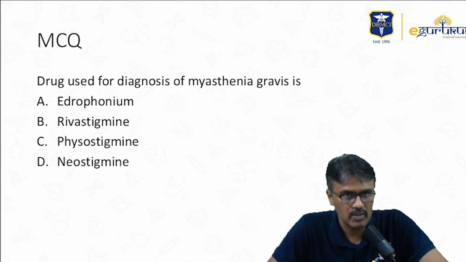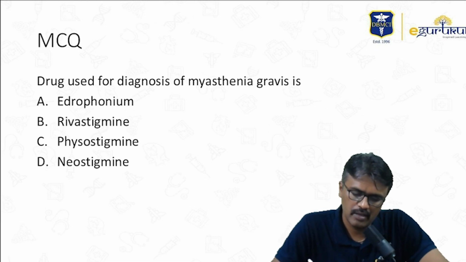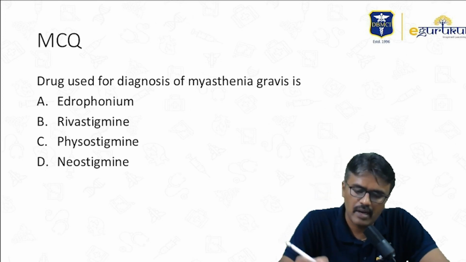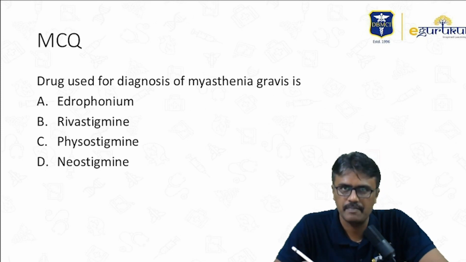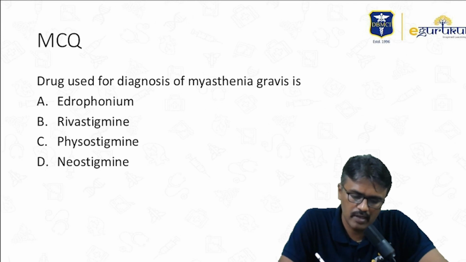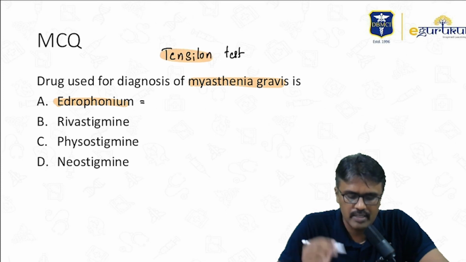Now, moving on to the next question, drug used for diagnosis of myasthenia gravis. Many times the question of myasthenia gravis is repeating. Edrophonium is the one which is used for diagnosing myasthenia gravis. The reason why it is used is that it is very short acting. The test we perform to diagnose myasthenia gravis is called the Tensilon test. Why the name Tensilon? Because edrophonium was also called Tensilon.